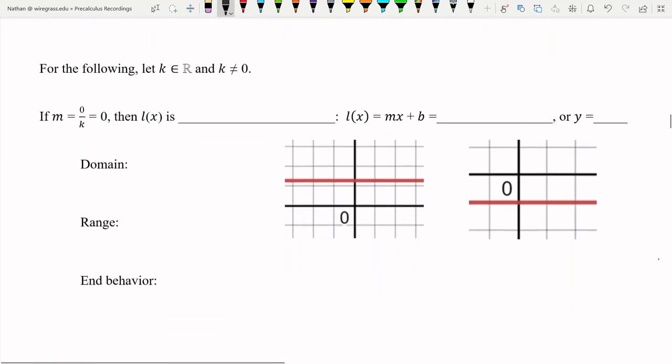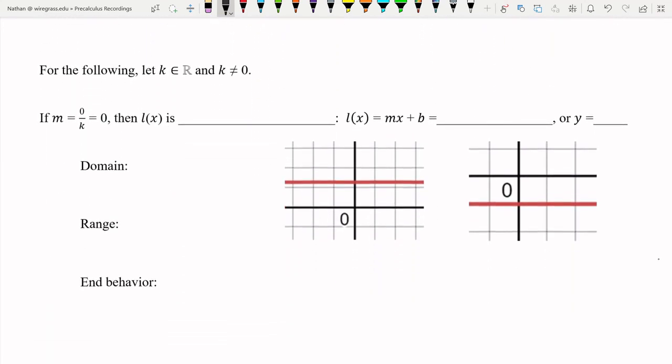Okay. Now, we're assuming that k is some real number. Of course, k can't be 0, because if m equals 0 over k, and k is 0, you have what's called an indeterminate function. You cannot find this. But if you have 0 divided by some number that's not 0, then this just is 0. And that makes these linear functions flatline like this. And that is a constant linear function. It's always one value, whatever that value may be.